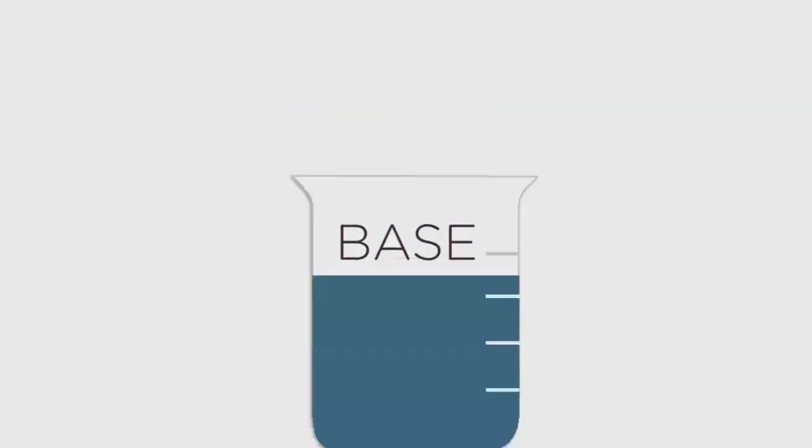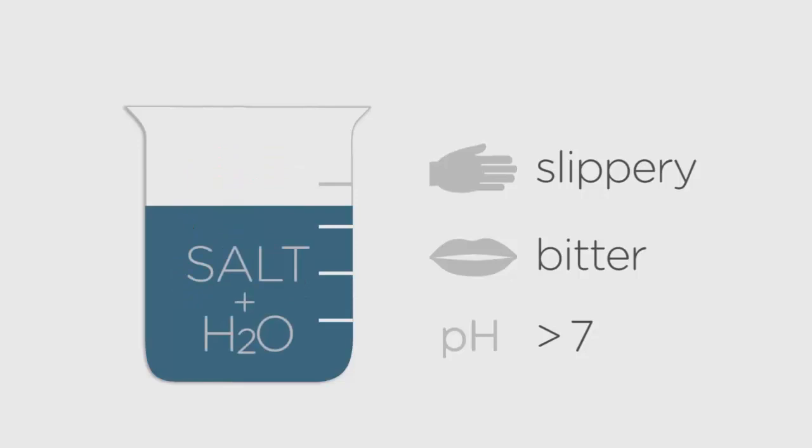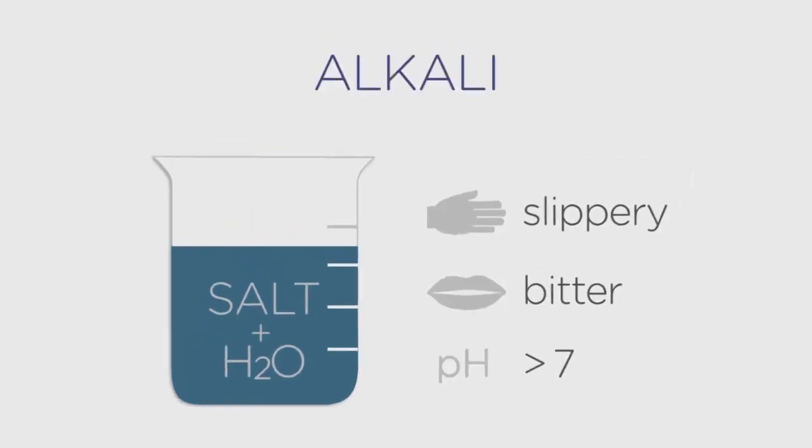A base in aqueous solution is slippery to the touch, has a bitter taste, has a pH of above 7, and reacts with acids to form salts. An alkali has all of these qualities and some other more specific ones.